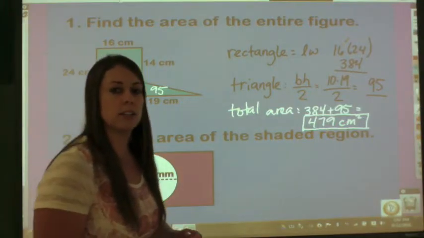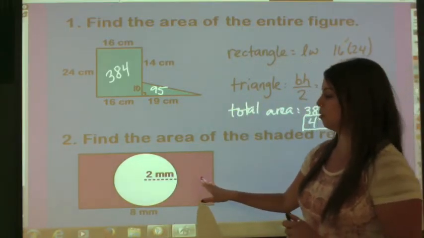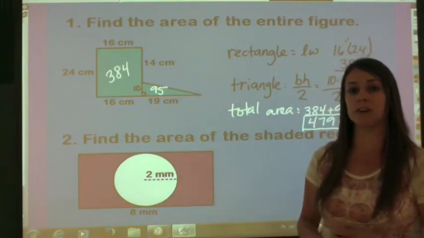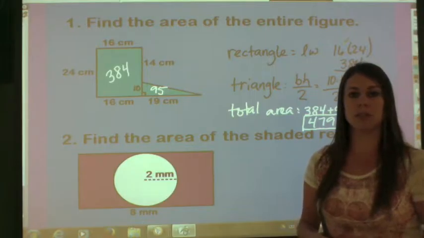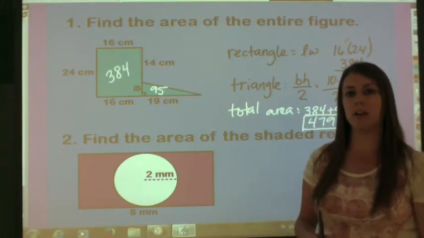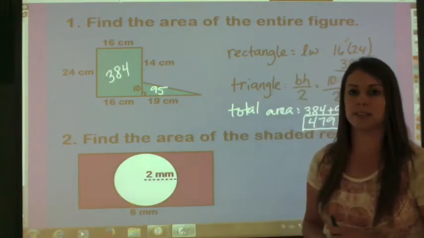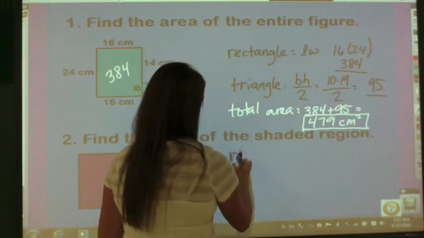And now we're going to go on to example 2, finding the area of the shaded region. So this one, we want to find the area of this pink part that's shaded. We want to first find the area of the rectangle and then the area of the circle. Once we're done with that, we're going to subtract out the circle from the rectangle, so that leaves us with this extra space. So first, let's find the area of the rectangle.